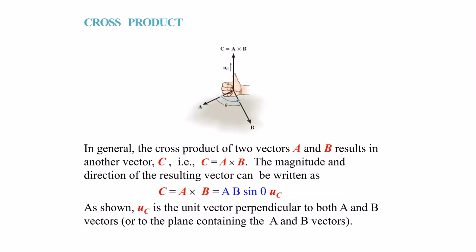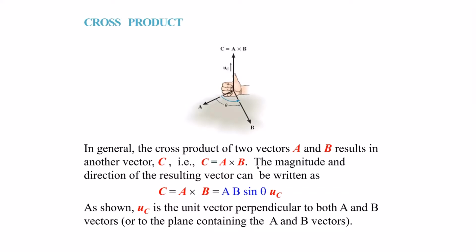So the next thing you have is your thumb. The thumb will point in the direction of the vector made by the cross product of these two vectors, okay? So that's the end result. That's your moment vector, okay?